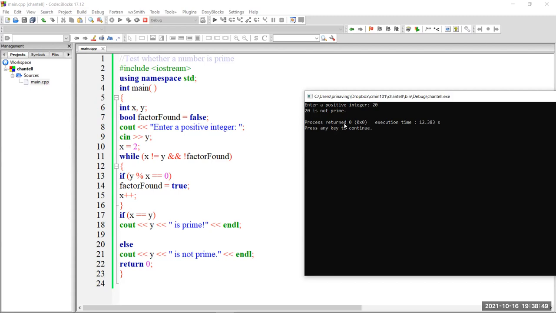Now, the important point in this program is that the Boolean variable factor found was assigned the value false, in line number 7. And the other point was, you know what you told me, Chantelle, where there was a complicated while condition? There's the complicated while condition out here.